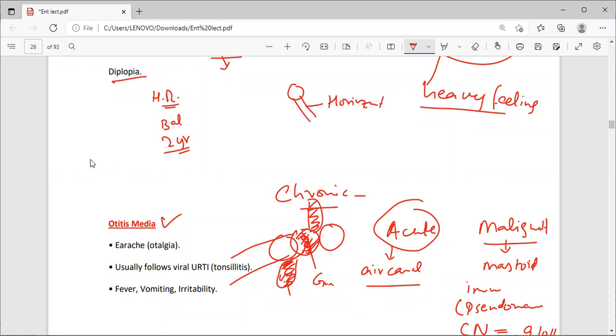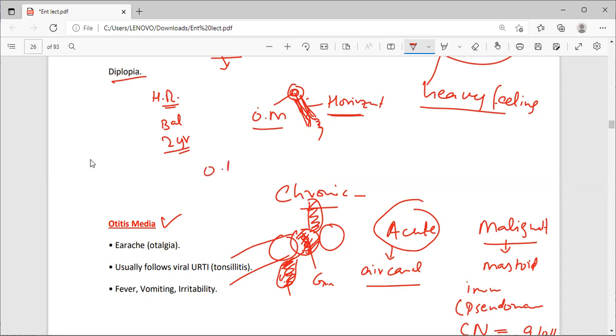Because of the horizontal eustachian tube, it is most likely that the milk given by the mother goes into the eustachian tube and into the middle ear and causes otitis media. But in adults, this angle becomes more acute and vertical, so we don't get otitis media so commonly. They get otitis media very commonly at the age of 2 years.